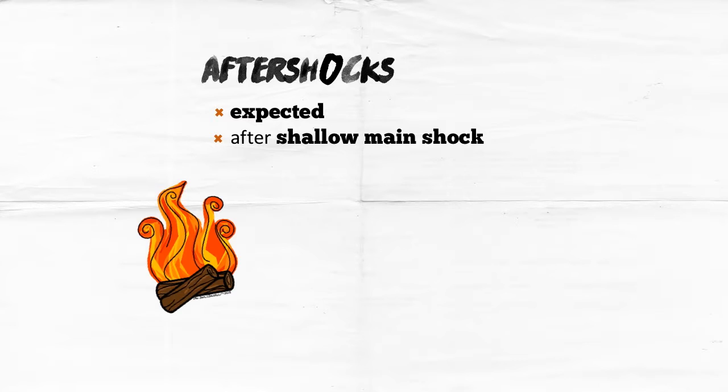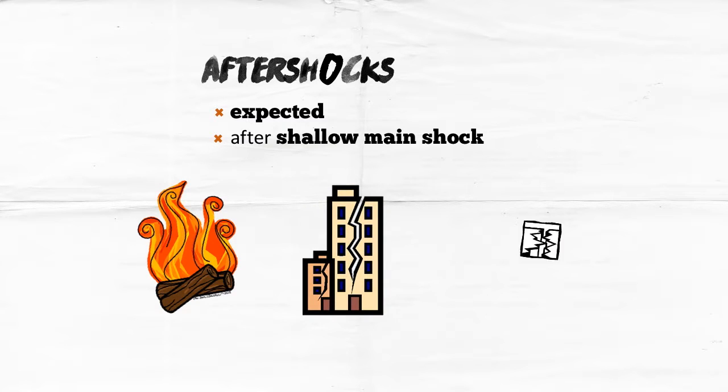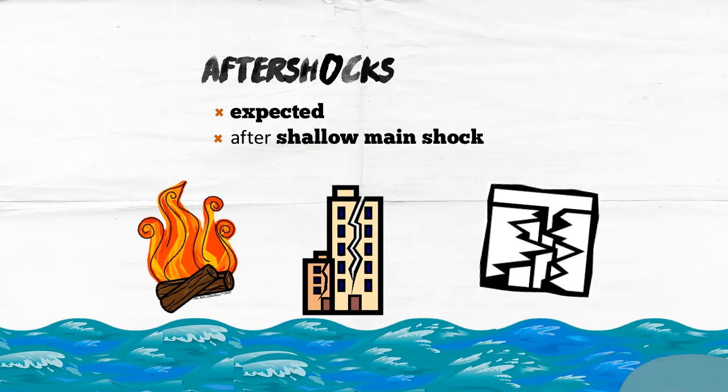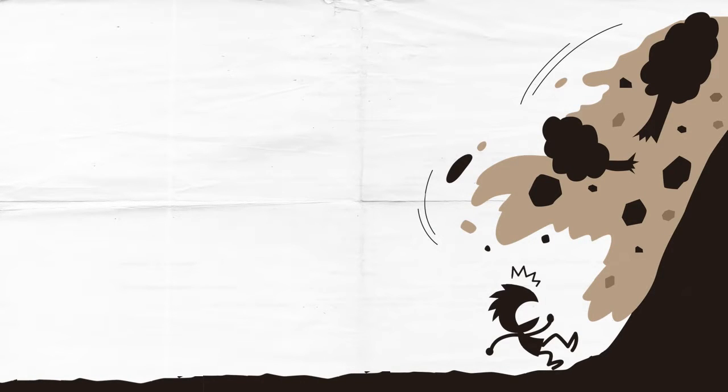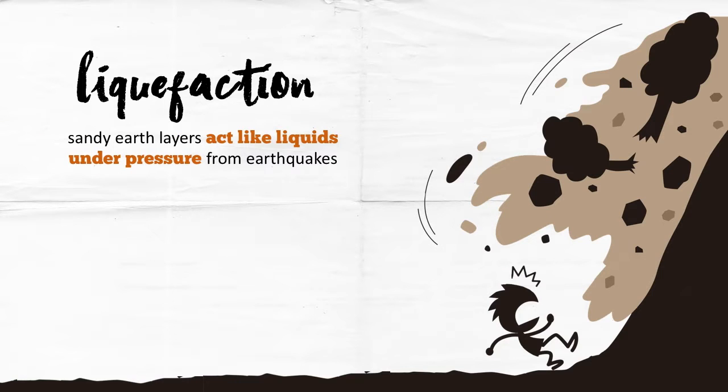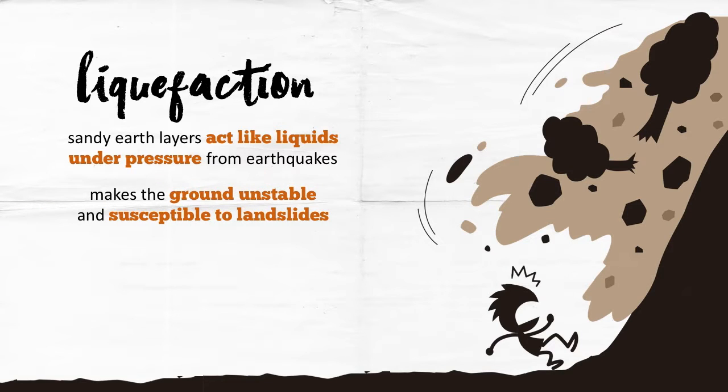Aftershocks are expected, especially after a shallow main shock. Be wary of fires, structural damage, and ground displacement. Underwater earthquakes can also trigger tsunamis because of the sudden volume displacement caused by the shock. Landslides can also happen after earthquakes due to liquefaction. Liquefaction is when sandy earth layers act like liquids under pressure from earthquakes. This makes the ground unstable and susceptible to landslides.